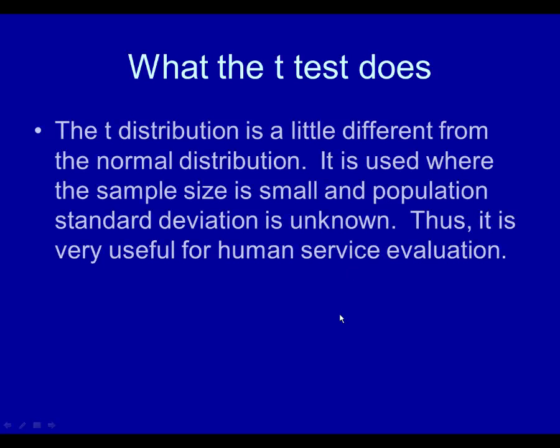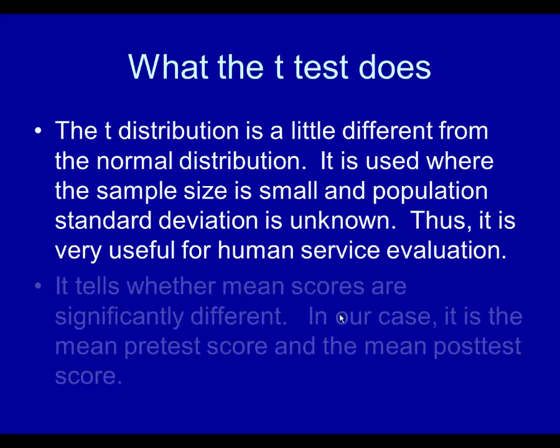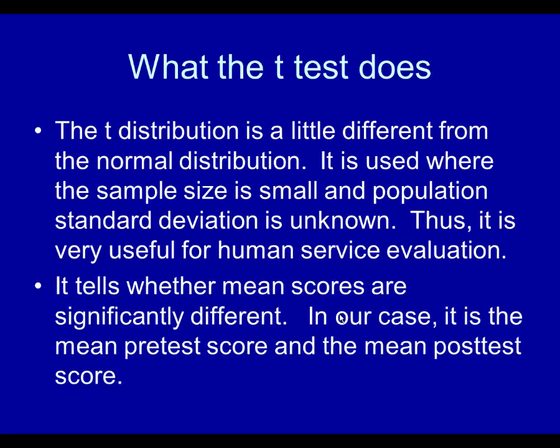So what does the t-test do? The t-distribution is a little different from the normal distribution. It's used where the sample size is small and population standard deviation is unknown. Thus, it is very useful for human service evaluation. It tells whether the mean scores are significantly different. In our example, it is the mean pre-test score and the mean post-test score.